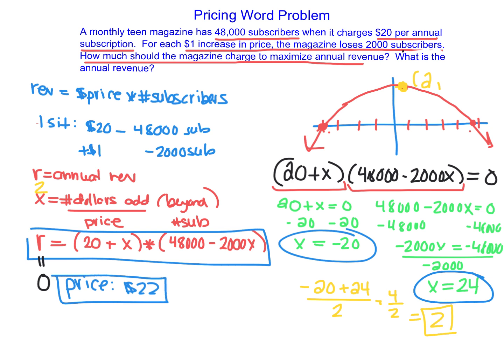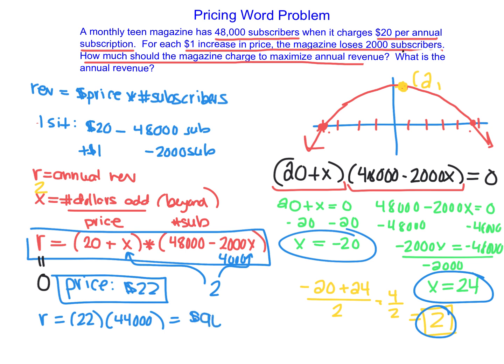Now, in order to figure out what that maximum revenue is, we have to take our x value of 2, and we have to substitute it into our equation here. So we have our revenue equation. So 20 plus 2 becomes 22. 48,000 minus 2,000 times 2 becomes 48,000 minus 4,000. So that becomes 44,000. And if we multiply those two numbers together, we find that our maximum profit when we have a price of $22 is going to be a revenue of $968,000.